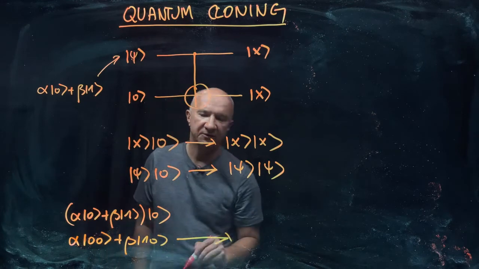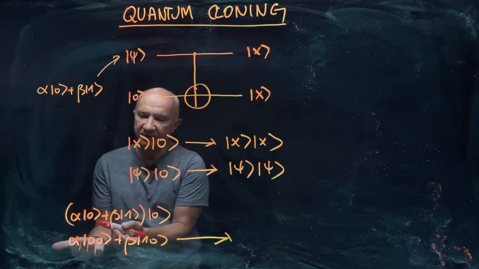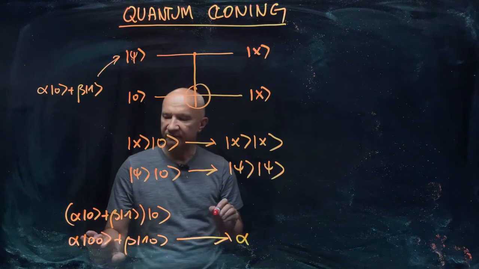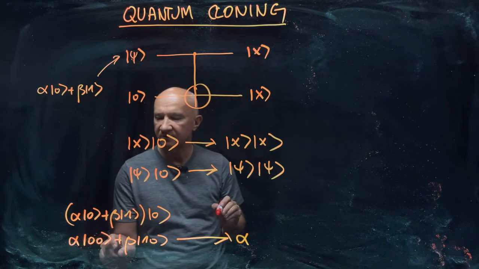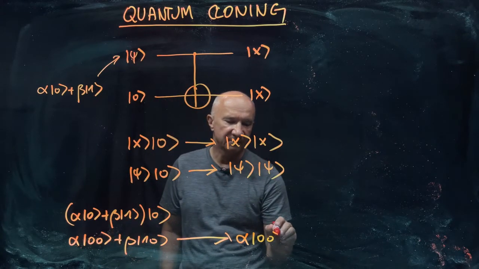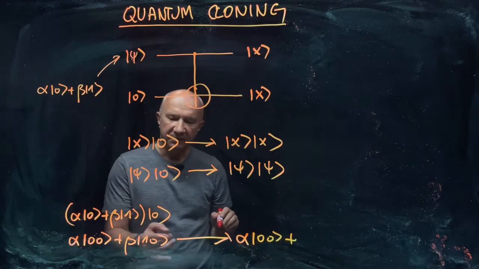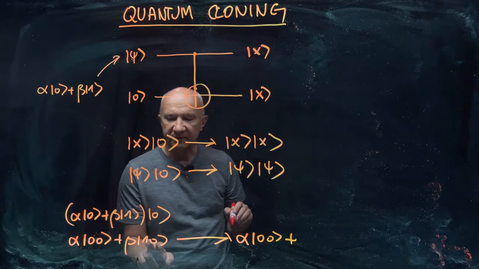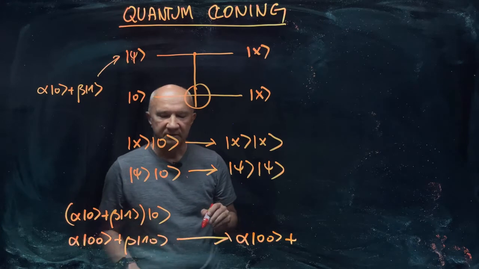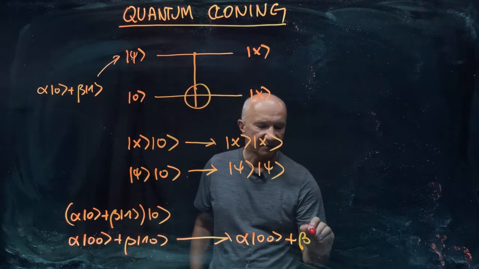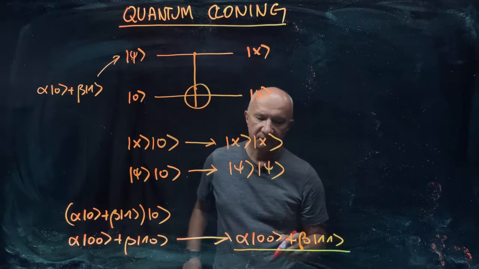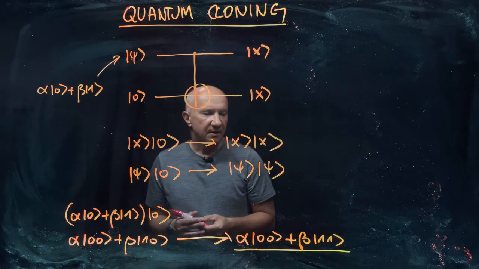So apply the CNOT gate. What's going to happen? The first term is not going to be changed, right? Because the control is in state 0, so nothing happens to the target qubit. So we have alpha 0 0 plus, well, this one will be different because now we have state 1 0, the control is on 1, so therefore we have state beta 1 1. Okay, so that's what it is.